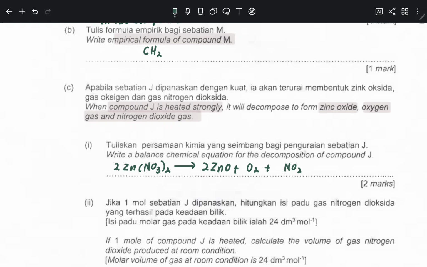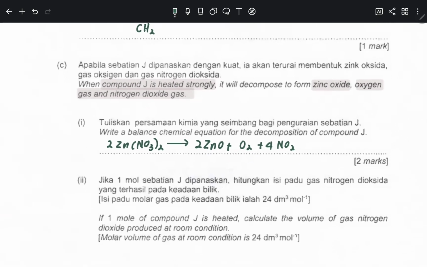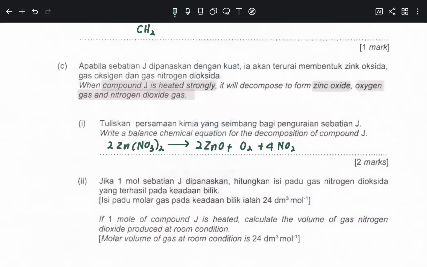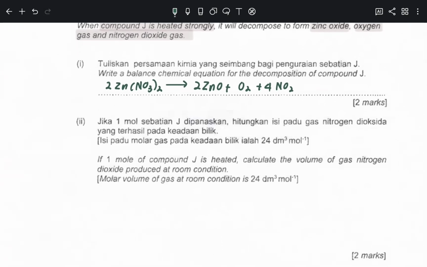So what you do, you remove this 2, you put 4 here. So automatically oxygen is 8, 10 and 12. Here also 12. Everything is balanced. So what I'm trying to say is, whenever you have a chemical equation for nitrate ions, you should be very careful with your equation, because it is very easy to be careless.